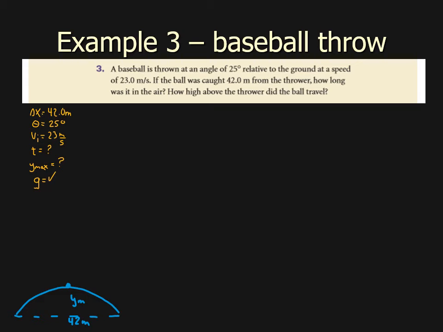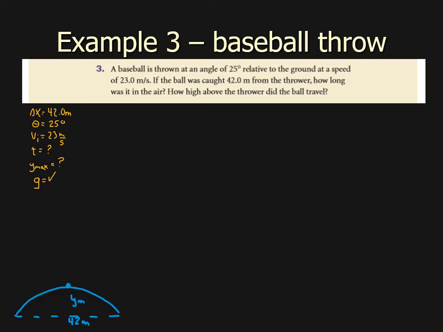Example 3, a baseball throw. You can read the question there. We have an angle of 25 degrees. We have an initial velocity now, finally, of 23 meters per second. The ball was caught 42 meters later, so we have the range. The question is, what's the time? How long is it in the air for? And how high did the ball go, actually? So the maximum height as well.